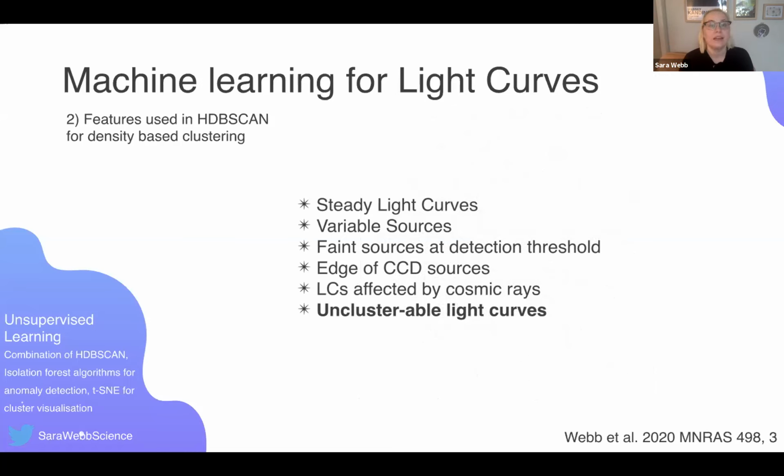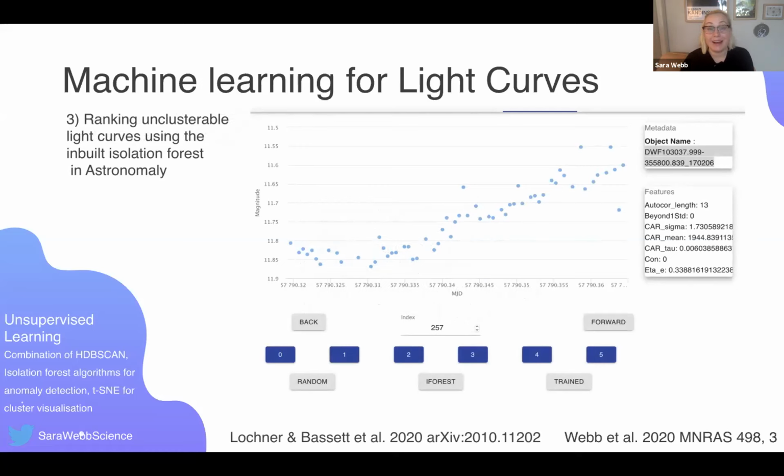So from there, we can actually visualize them. This is now our time to look at the light curves. And to do this, we used Astronomaly, which is a great package from Lochner and Bassett. I highly recommend anyone with imaging or time series data check it out, because you can run an isolation forest or a random forest with no experience. You just chuck your data in, you tell it to do it, and it will find you the most anomalous things. So that's what we did with our unclustered light curves.